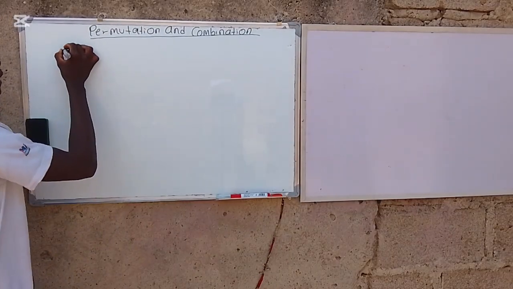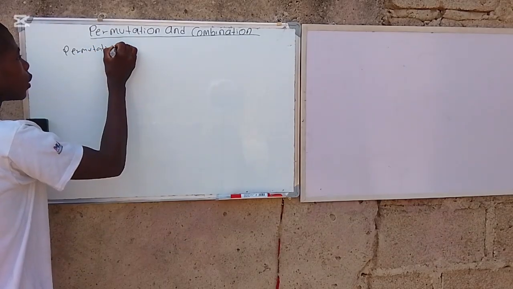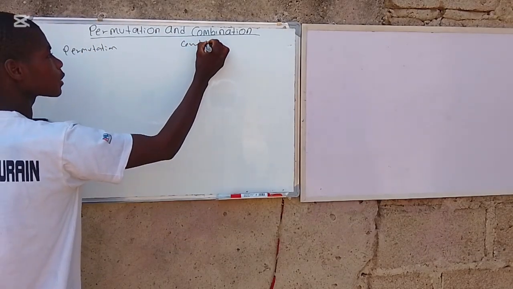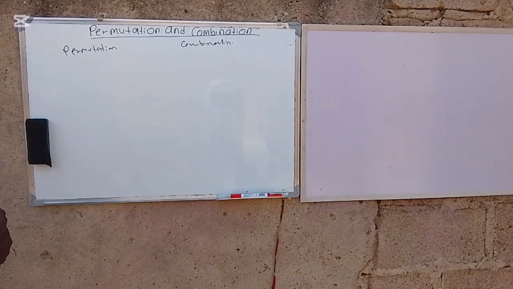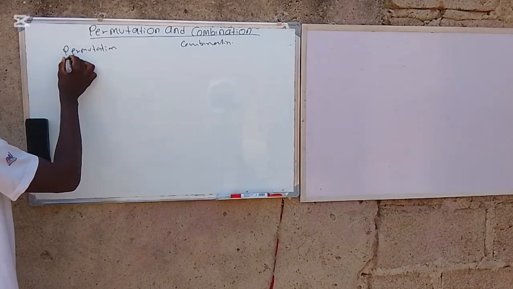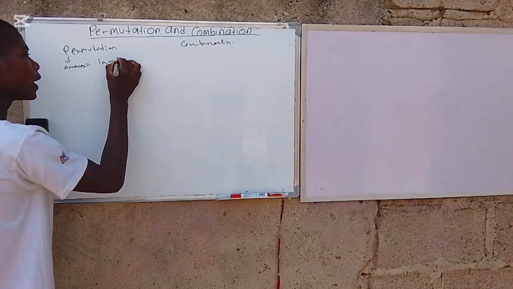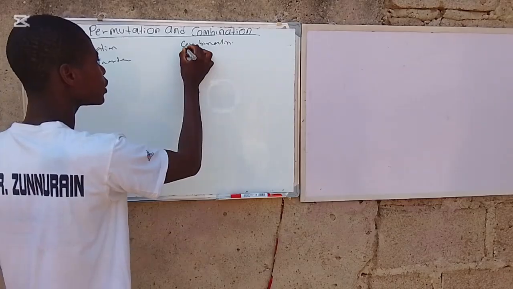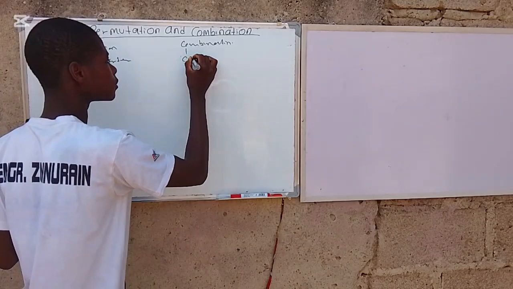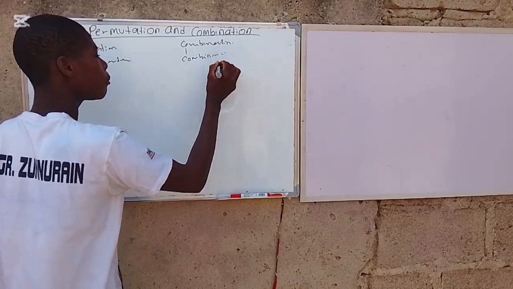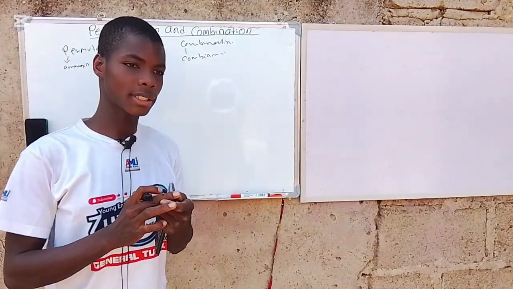The first thing that you have to understand is what permutation is and what combination is. Permutation is arranging in order. Combination means combining, or selection.